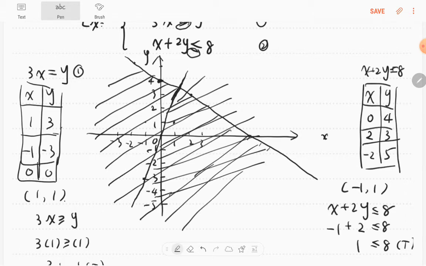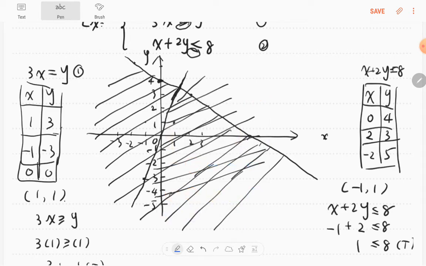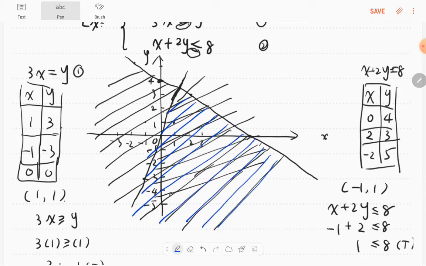So after we draw the two inequalities on the same system, now we know the overlapped part is our solution. The overlapped part is our solution. Here we know which part is overlapped, it is this part. So we know this is the solution for the system, the solution region.